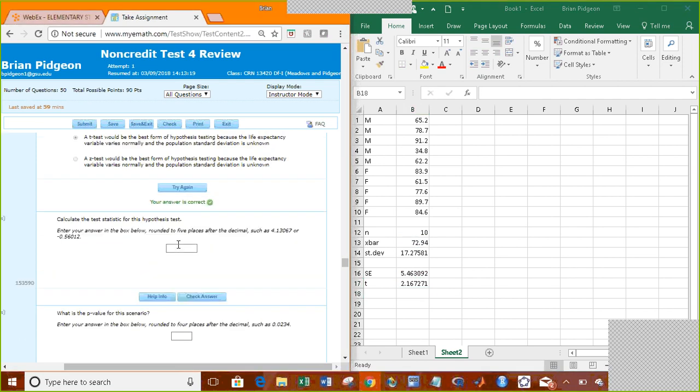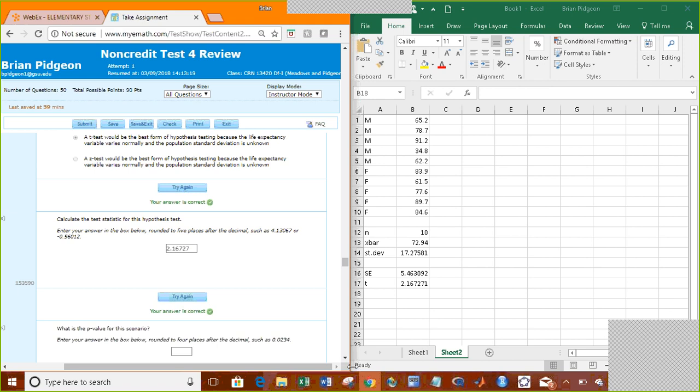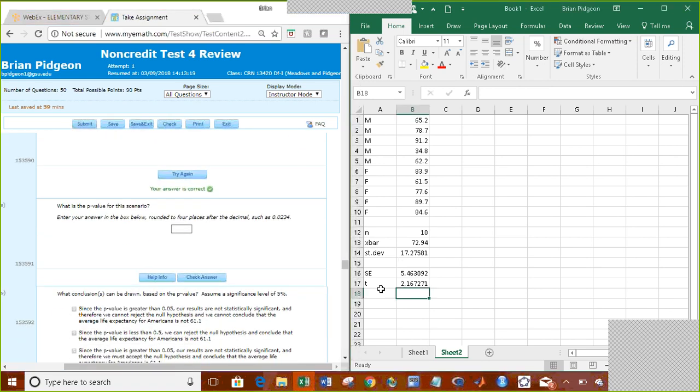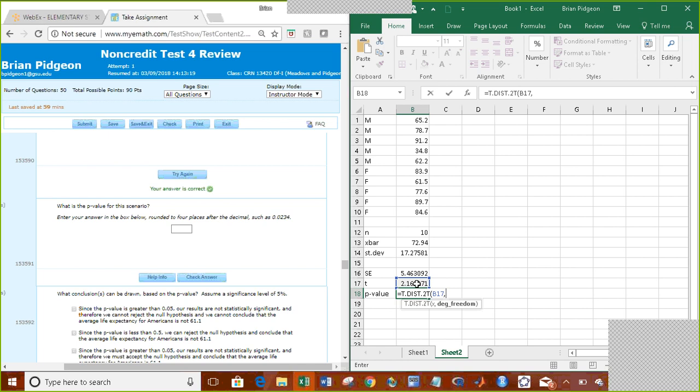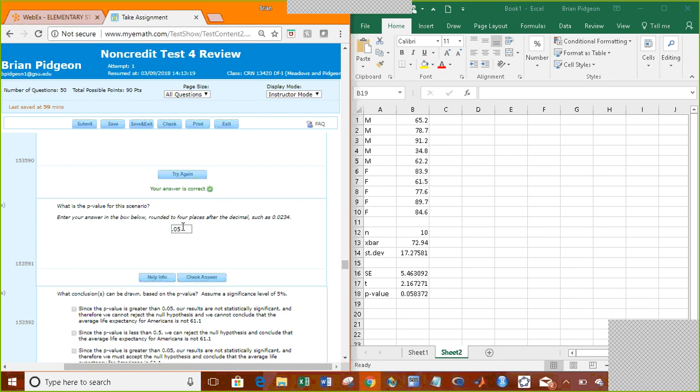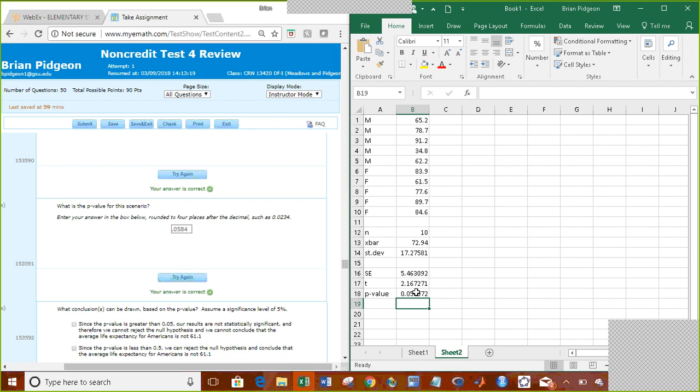So it is, how many decimals? 5. So we get 2.16727. There we go. Now for the p-value, remember we're using the t-distribution now because of the sample standard deviation, so it's t-dist. But our alternative hypothesis is not equal to, so it's a two-tailed test. Then we type in our t. Our degrees of freedom is 10 minus 1. And there's the p-value, 0.05 with more decimals, 84. You can use Excel if you want to. Remember, that is up here with these two.